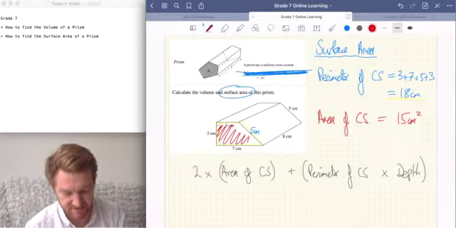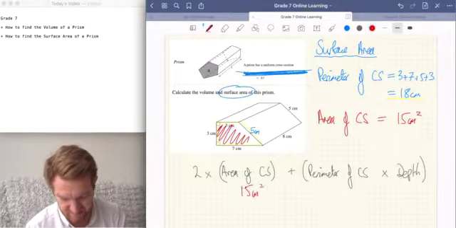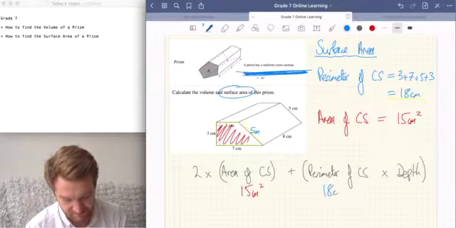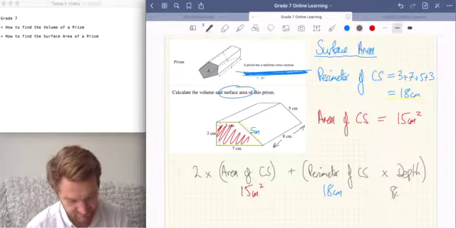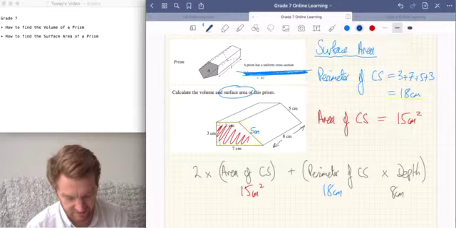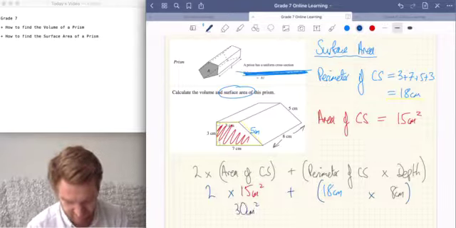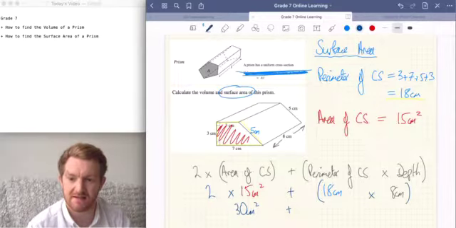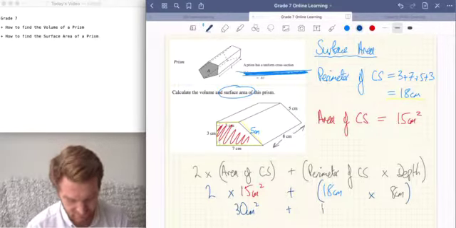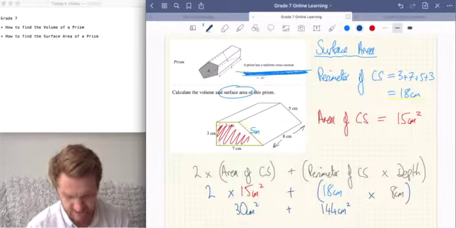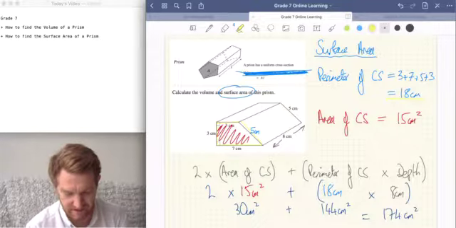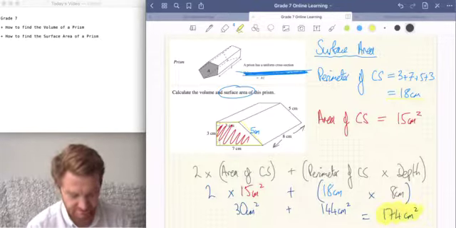So let's stick our numbers in. The area was 15, the perimeter is 18, the length is this one here, it's 8. And then all we've got to do, let's use the purple, is type it into the calculator. 2 15s are 30. 18 times 8 is 144. And then we add those together and we get 174 centimeters squared. And that is our answer.